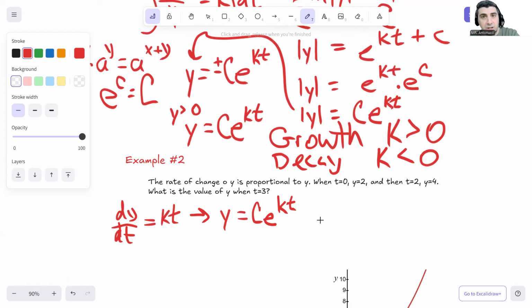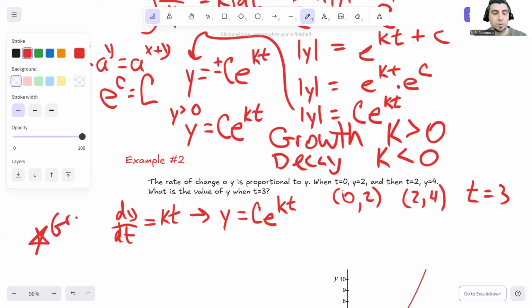So when t equals 0, y equals 2, that gives us an initial point, (0, 2). And then when t equals 2, y equals 4. We want to know what is the value of y when t equals 3. So notice that the y value is getting larger. So I know that this is going to be growth because y is getting larger as t increases. So I know that when I do the problem, k should be greater than 0.